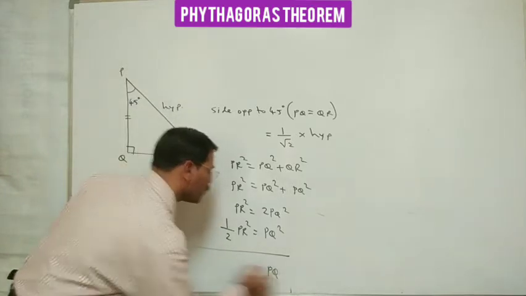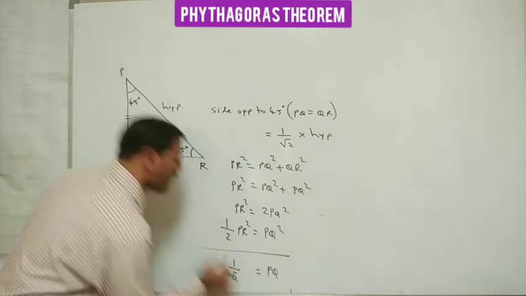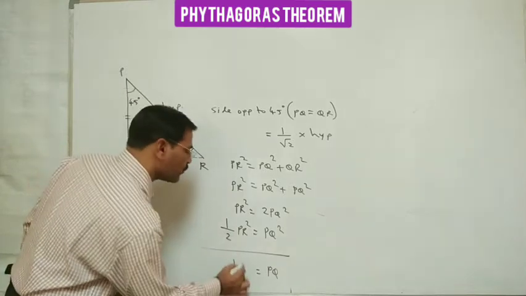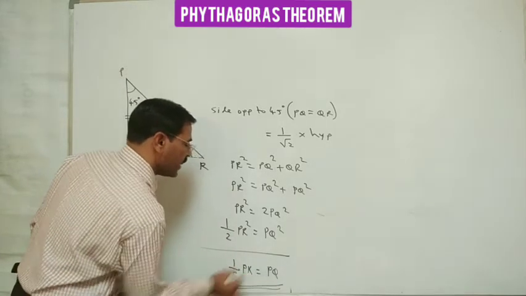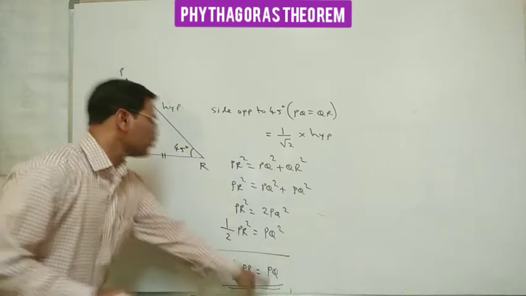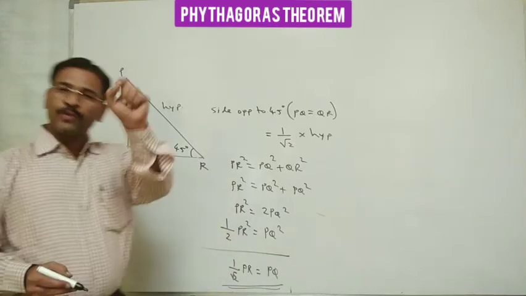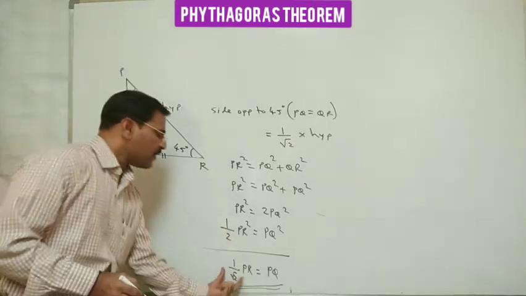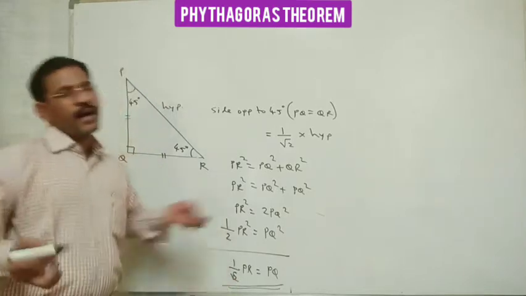Here it is PQ. This is 1. Square root of 2 is what? Root 2, and here it is PR. Finish. That's the proof. What is PQ? This is side opposite to 45, and which is 1 upon root 2 times of hypotenuse.